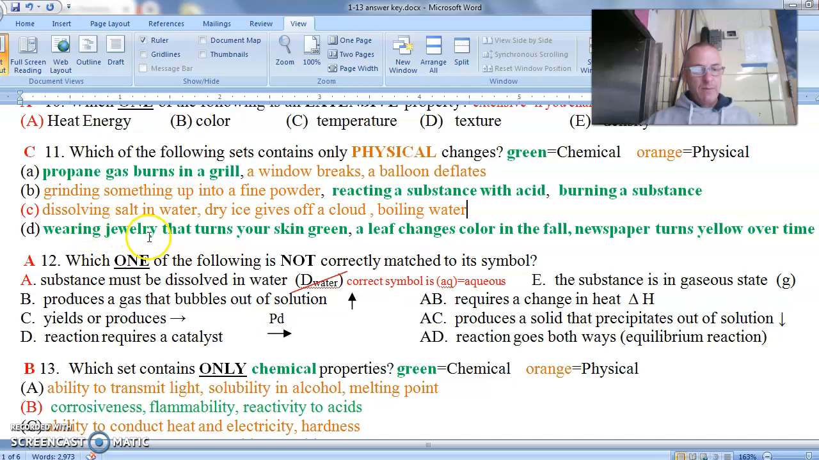Letter D is all chemical. If the jewelry turns your skin green, that's a chemical reaction because the jewelry is oxidizing. A leaf changing color in the fall is a chemical change because you have a change in the chlorophyll. Newspaper turning yellow, that's a color change. That newspaper is decomposing. That's chemical. So letter D is all chemical.